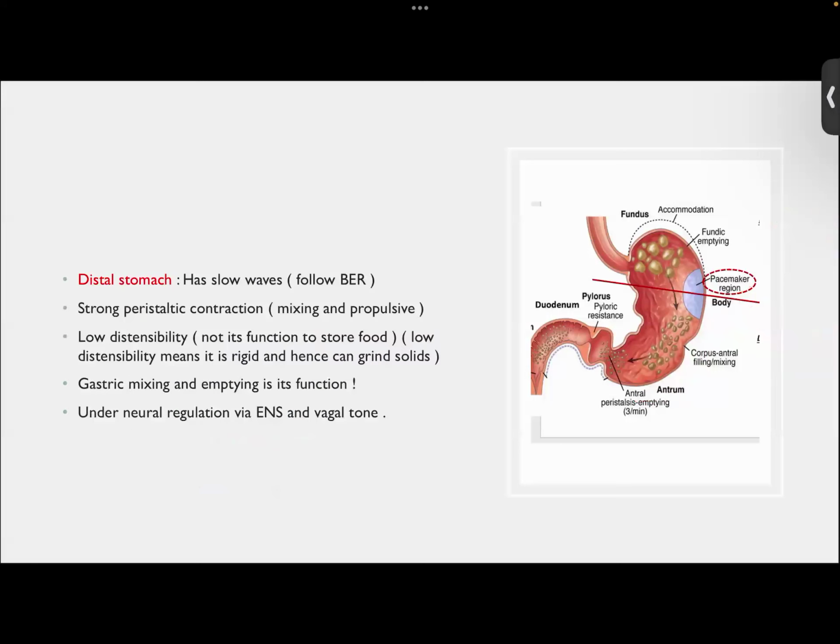Okay, that's it. Now we're done with proximal. We're coming to distal. It has slow waves. So proximal, P for proximal, D for distal. Distal has slow waves, present. Slow waves in the proximal? No, not present. It has strong peristaltic contraction, and the reason for this is because it's influenced by the pacemaker region, by the BER, basal electrical rhythm. So the peristaltic contraction helps in mixing and moving the food into the next part of the GIT, which is the duodenum.